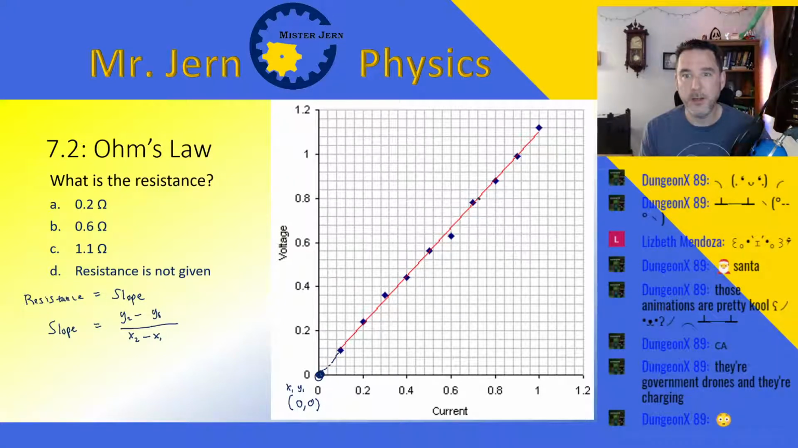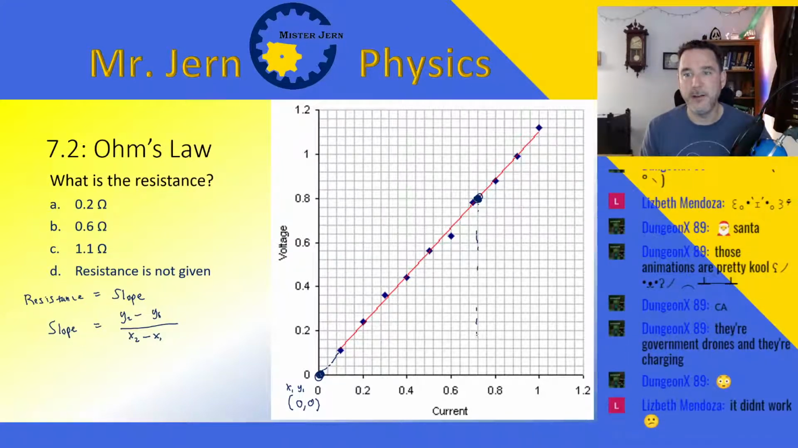So I'm going to pick 0.8 voltage. Well, let's see what I get, because it might not be perfect. So let's see. I'm going to do my second one is going to be 0.